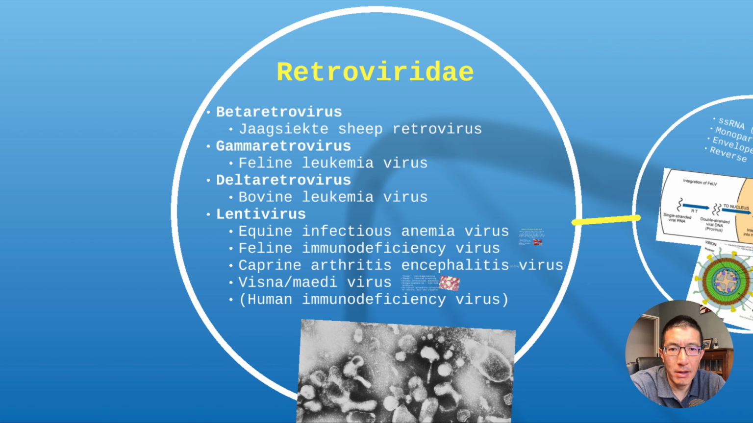And the related virus in goats, which is caprine arthritis encephalitis virus. In horses, we have equine infectious anemia virus. The well-known retrovirus in humans is human immunodeficiency virus, or HIV.